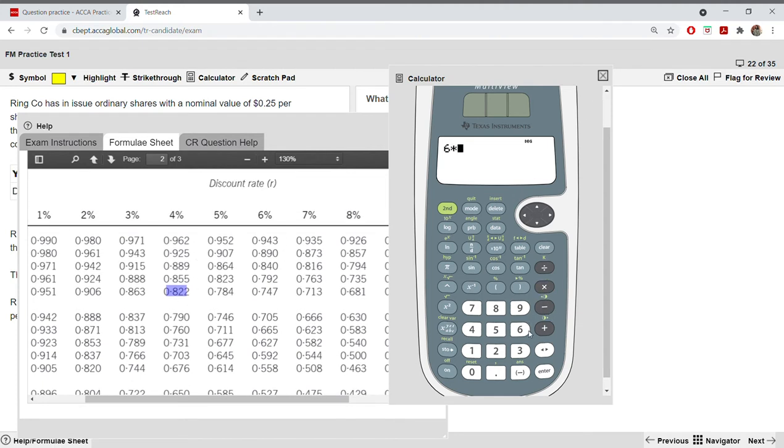6 multiply by. You are looking in the 4%, not 6%. Don't go and see the 6%. This is the mistake you have to avoid. 6% interest means you are taking 6% on 100. That's how you are getting 6. The discount factor is 4%, okay? Not 6%. So in the first year, it is 0.962. Okay, you can put bracket. Better to put bracket.